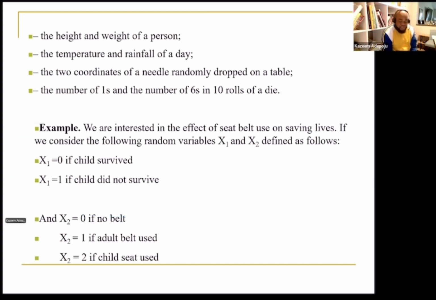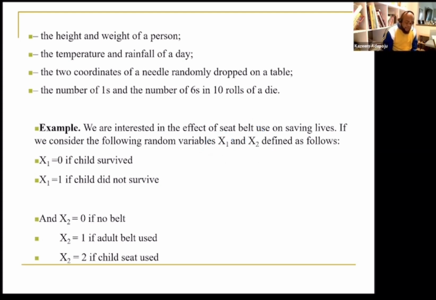Now, we are interested in the effect of seatbelt use on saving lives. If we consider the following random variables x1 and x2, I can say x1 and x2, I can say x and y. I can use whatever alphabet I want to use, but I'm defining them now that we have more than one variable at a time. Take a look at that.